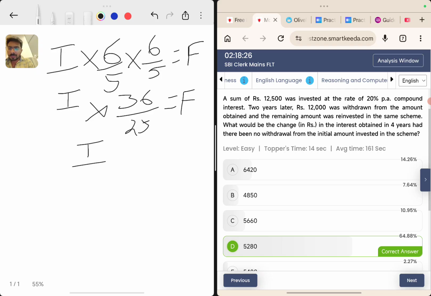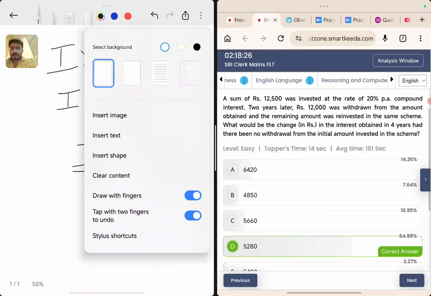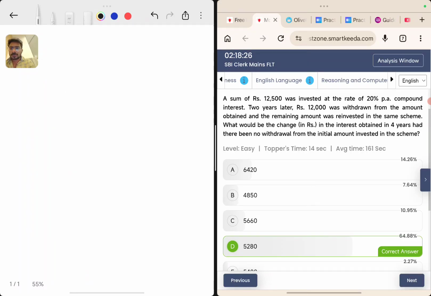So initial by final means 25 will go to the numerator and 36 will come into the denominator. So the initial to final ratio is for 2 years, because he asked for after 2 years he withdrew some amount from the obtained amount. So if I take only ratios, initial is to final, so 25 is to 36.